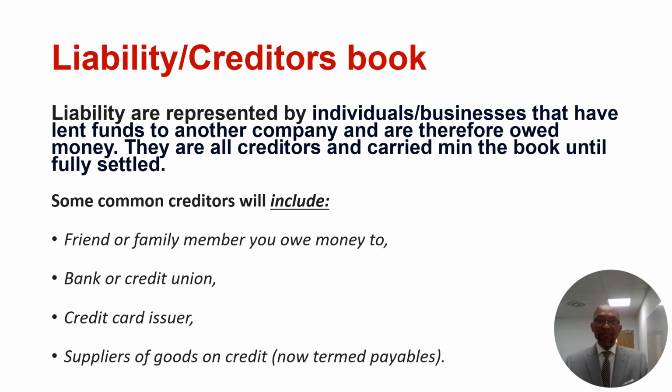In businesses, we have liabilities or creditors, and these have to be recorded in their books. Liabilities are represented by the individual businesses that have lent funds to another company and are therefore owed money. They are all creditors and carried in the books until they are fully settled. Some common creditors will include probably your friends and family members you owe money to, a bank or credit union, a credit card issuer, and suppliers of goods on credit, now termed payables.